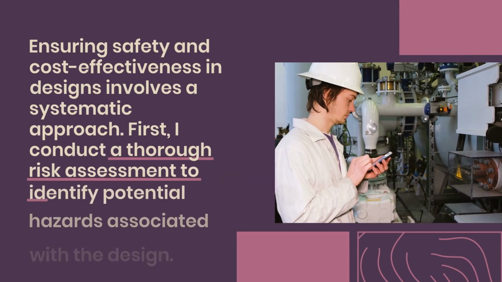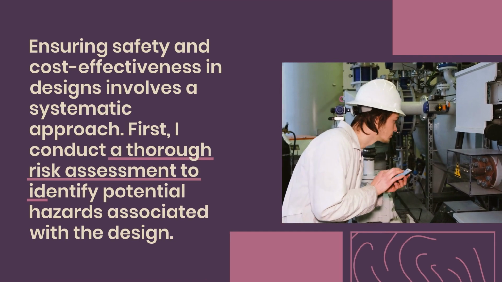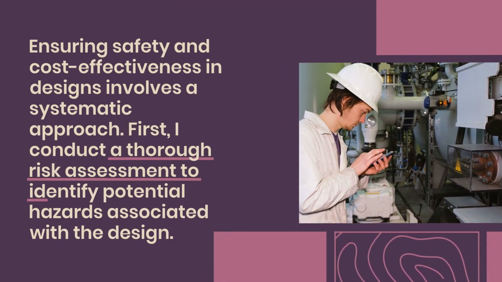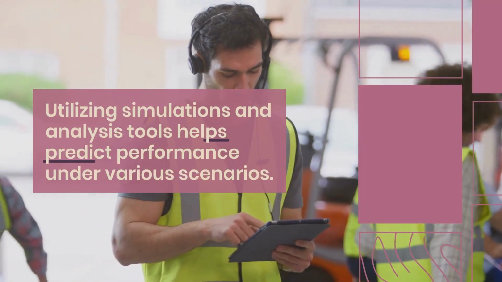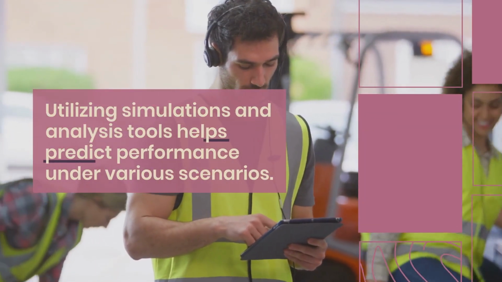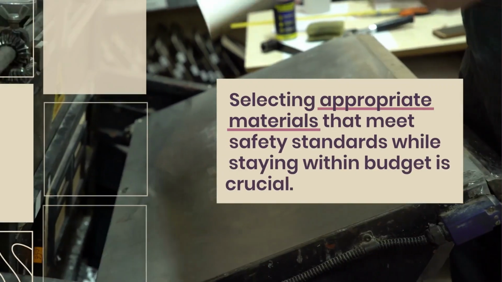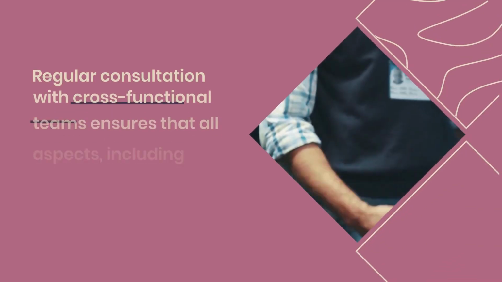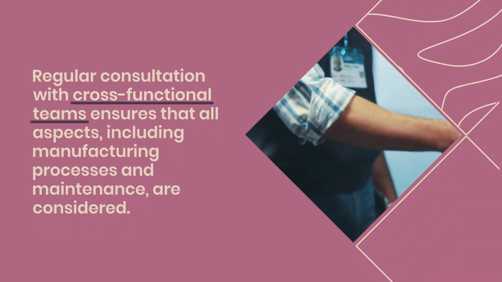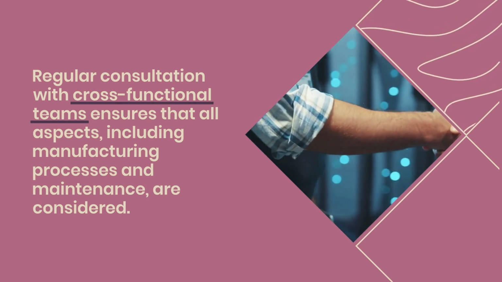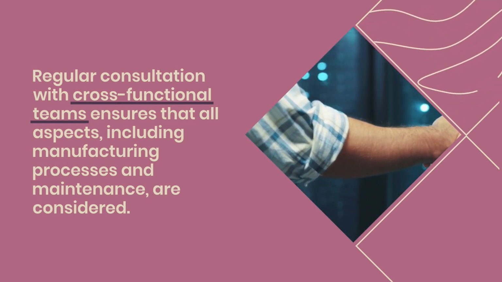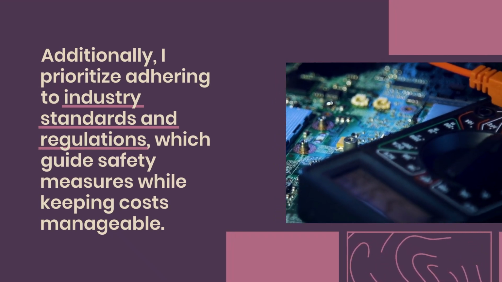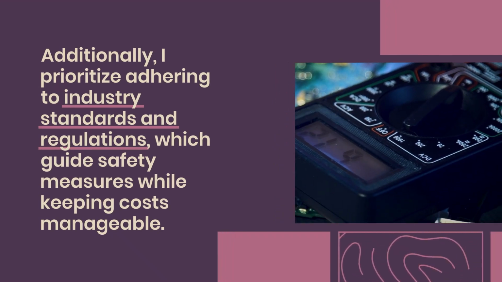Ensuring safety and cost-effectiveness in designs involves a systematic approach. First, I conduct a thorough risk assessment to identify potential hazards associated with the design. Utilizing simulations and analysis tools helps predict performance under various scenarios. Selecting appropriate materials that meet safety standards while staying within budget is crucial. Regular consultation with cross-functional teams ensures that all aspects, including manufacturing processes and maintenance, are considered. Additionally, I prioritize adhering to industry standards and regulations, which guide safety measures while keeping costs manageable.